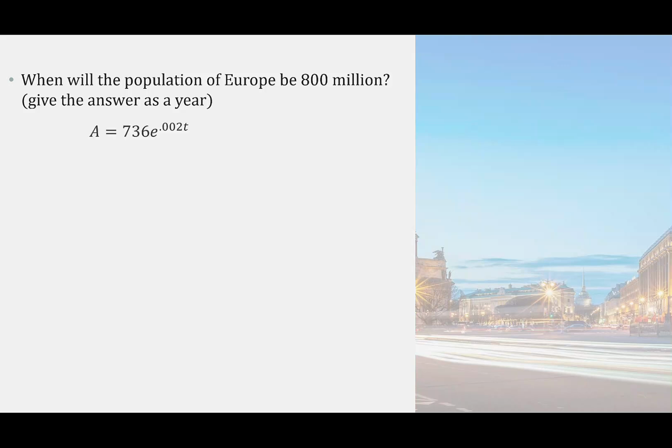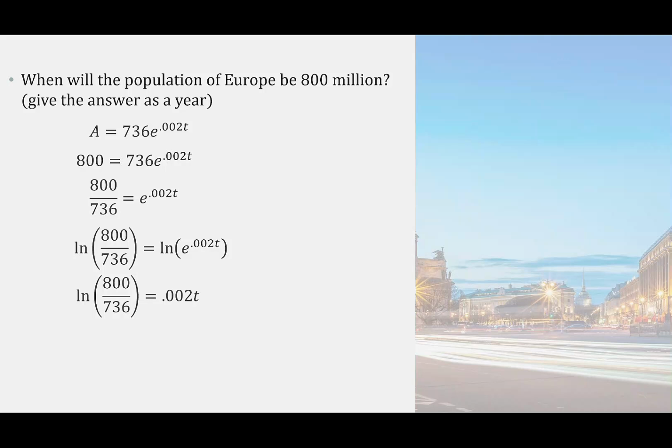The first thing I'll do is bring back my equation. A is 736 e to the 0.002 t. We want to solve the equation when A is equal to 800. Now I have 800 equals 736 e to the 0.002 t. To solve this exponential equation, I'll divide both sides by 736. Then I'll apply the natural log to each side. This becomes the natural log of 800 over 736 equals 0.002 t. I divide by 0.002 to get my value of t.